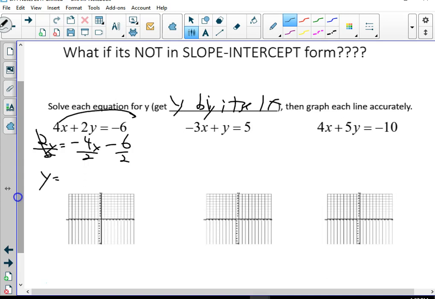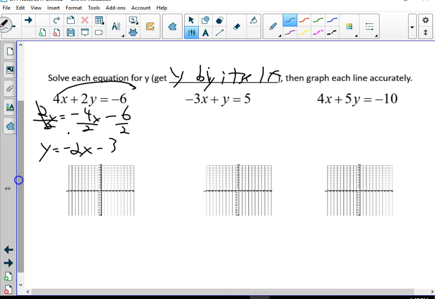So y equals 2 goes to -4 2 times, minus 3. And then here's my m, here's my b. I'm going to begin at -3. And I'm going to go down 2, right 1, or up 2, left 1. And there's my line. And the more dots you put, the better your line is going to be. This one's pretty close to being done. I just got to move this bad boy over there.